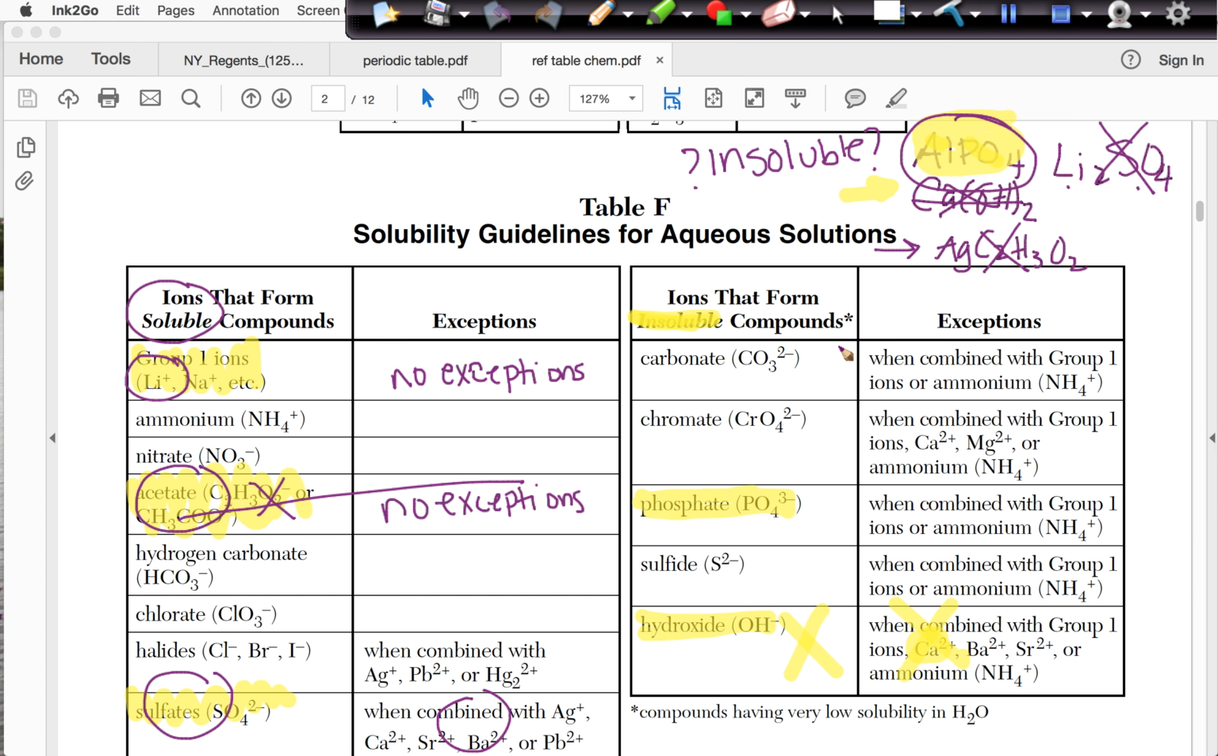Now let's look at aluminum phosphate. Phosphates are generally insoluble, and aluminum is not in group 1. Aluminum is not ammonium, which means that we keep this heading. So if you have just something from the first column, you keep the heading. If you have something from the first column and something from the second column, you negate the heading.